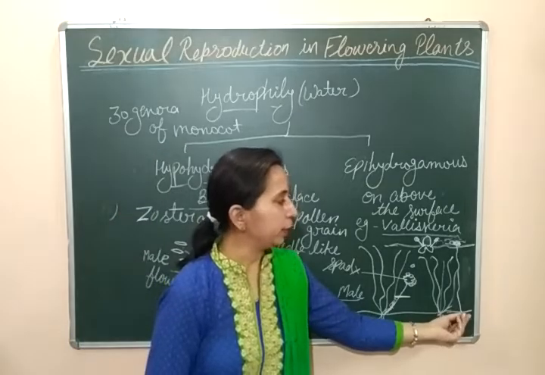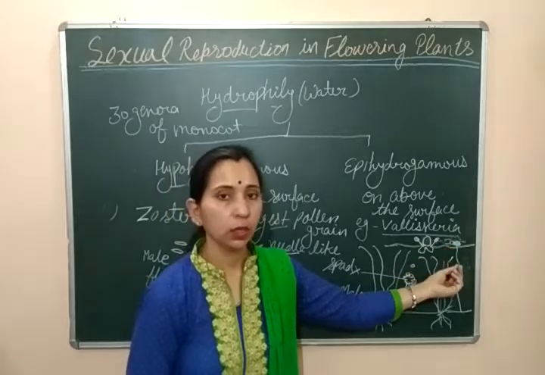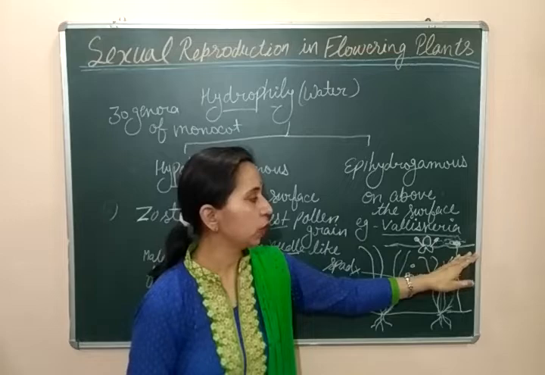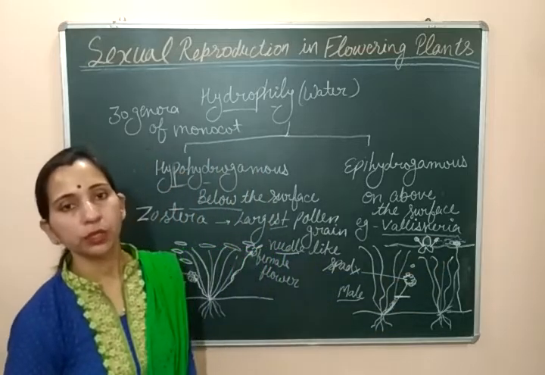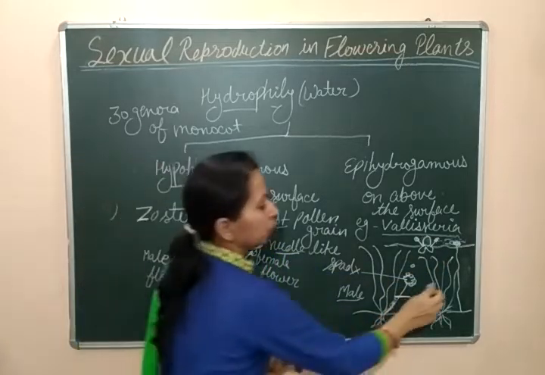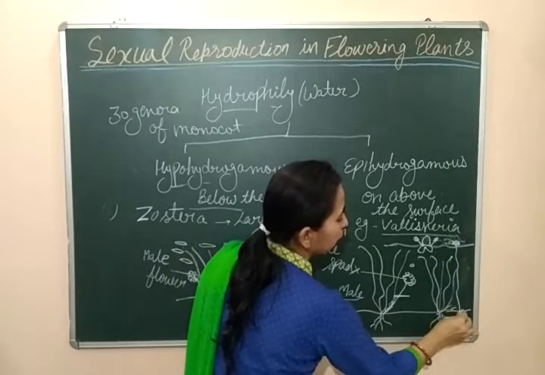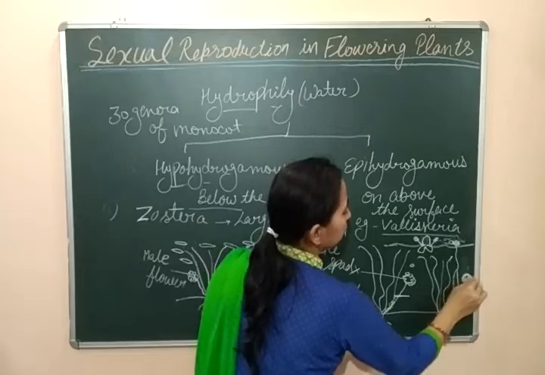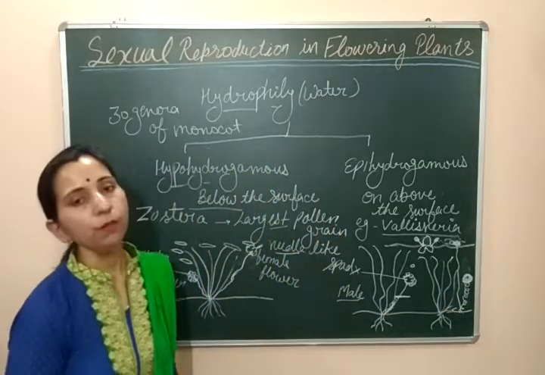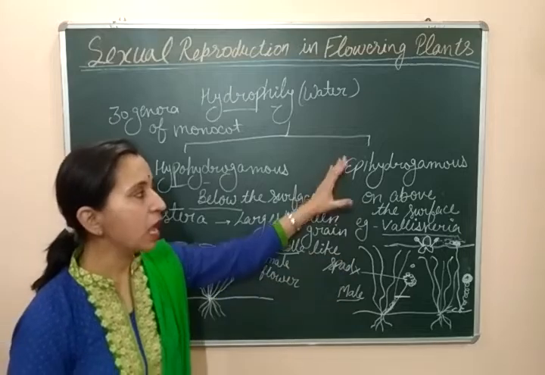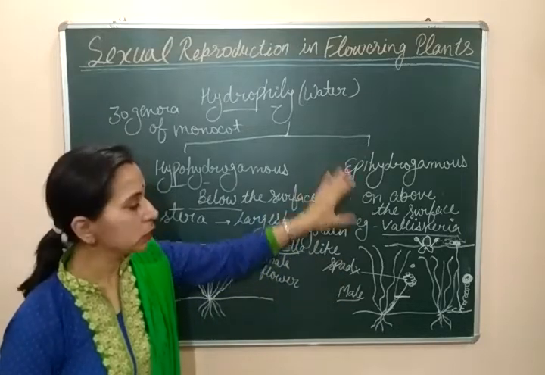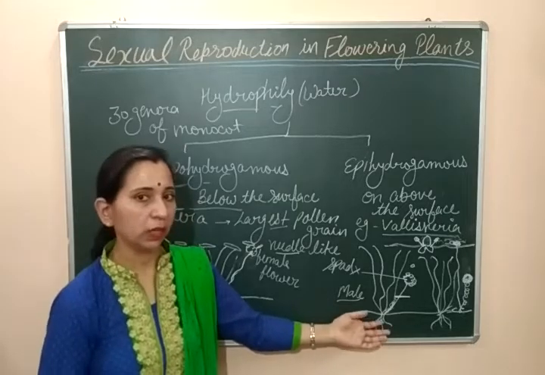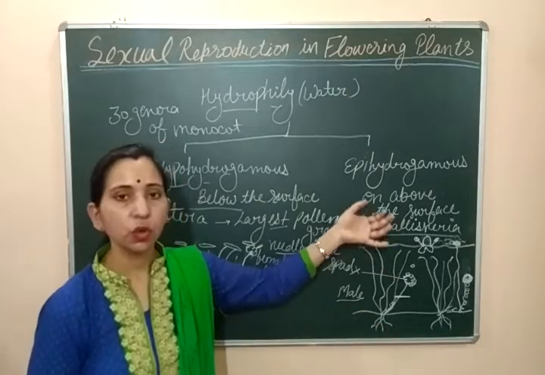It becomes uncoiled and also reaches the surface of water. At that time, the anther releases the pollen grains and these pollen grains reach the stigma of the female flower, and pollination is done. After that, this female flower again becomes coiled. After pollination, it will again return to the normal stage, coiled. This is the type of epihydrogamous, in which the pollination is done on the surface, as the plant is submerged but pollination is done on the surface of water.